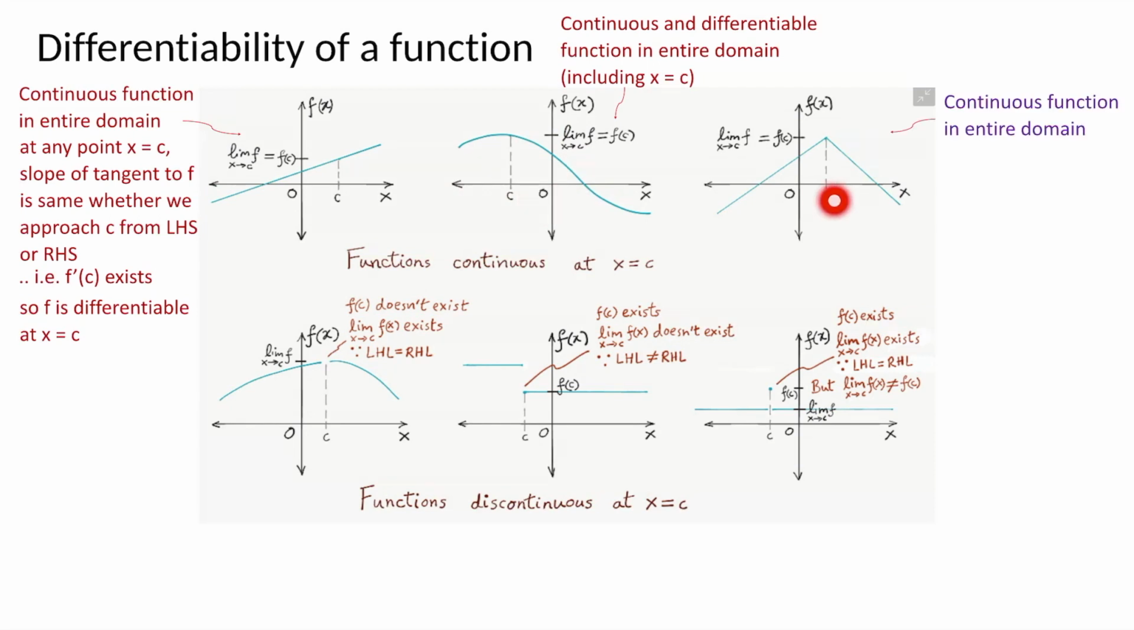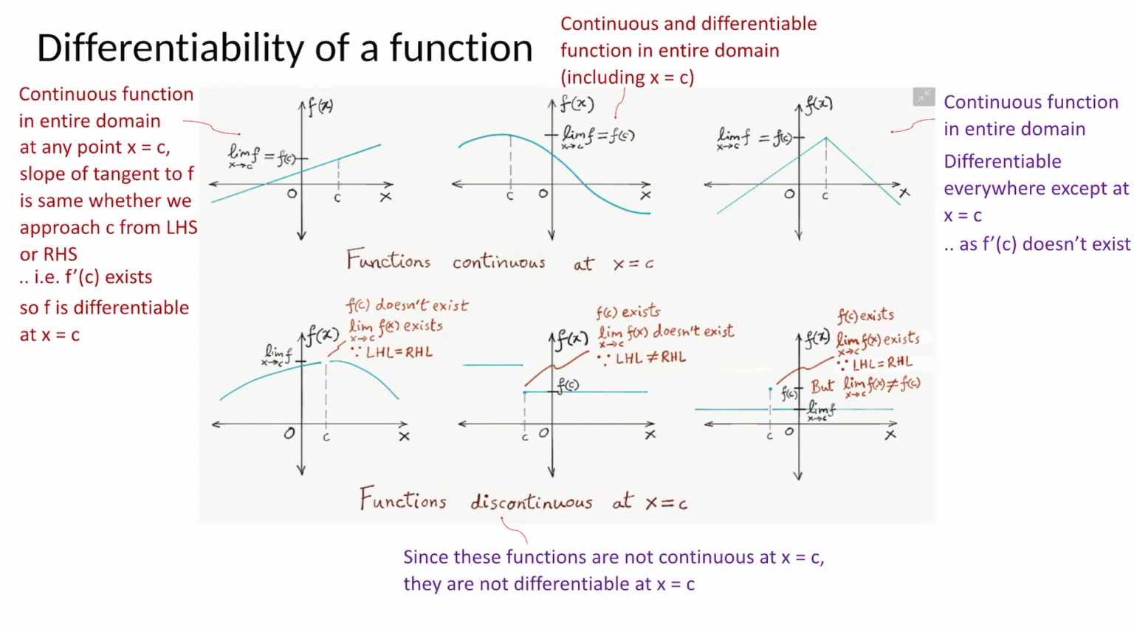Whereas this function here is an example of a continuous function which is not differentiable. We have already discussed this. And what happens to these functions at the bottom? Well, they are not continuous. None of them is continuous, so there is no question of any of them being differentiable. So they are neither continuous nor differentiable.